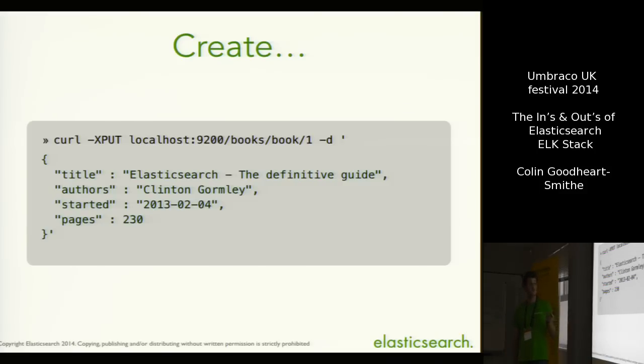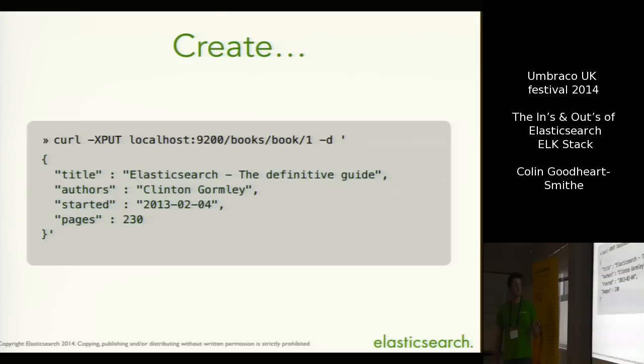And then the payload of the request is just the contents of your document. In this case, we've got title Elasticsearch Definitive Guide. The author is Clinton Gormley. It was started on the 2nd of February 2003, and there are 230 pages. And Elasticsearch will automatically work out that this is a string and should be tokenized so that you can search for Elasticsearch, definitive, and guide separately.